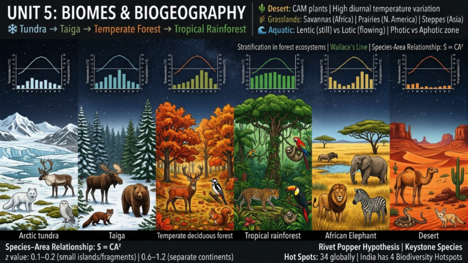Now, aquatic ecosystems. Lentic means still water, like lakes and ponds. Lotic means flowing water, like rivers. The photic zone receives sunlight and supports photosynthesis. The aphotic zone is permanently dark. The species-area relationship is critical for NEET. The formula is S equals C times A to the power Z. The Z value for islands ranges from 0.1 to 0.2, but for separate continents, it's 0.6 to 1.2. A higher Z value means species diversity drops sharply when habitat is lost. This is a NEET 2023 level question.